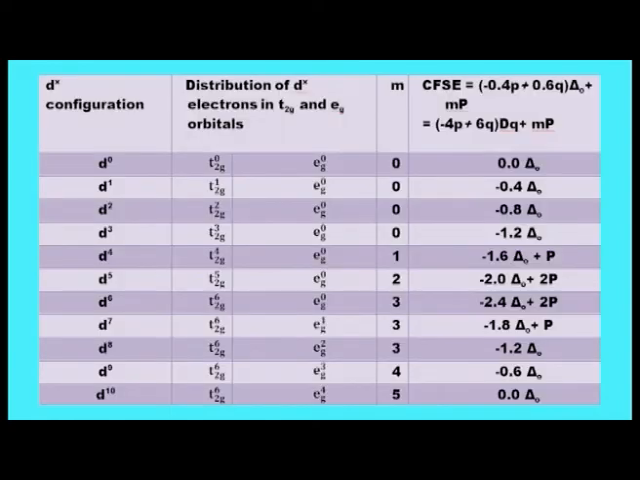Similarly, you can determine the energy of all the configurations from d1 to d10 in strong field or low spin arrangement. The filling of electrons in d orbitals and calculation of CFSE value for low spin or strong field octahedral complexes is summarized here in the table.